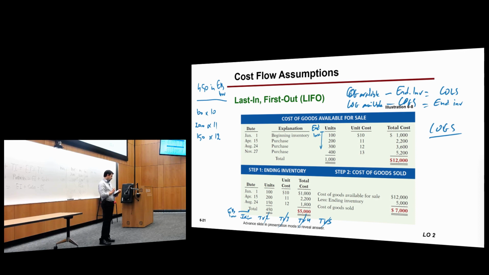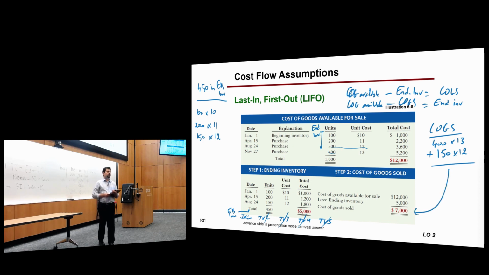We have 550. So we are going to take 400 from this one. It's going to be 400 multiplied by 13 plus, how many? 150 multiplied by 12. That will give us the same amount.